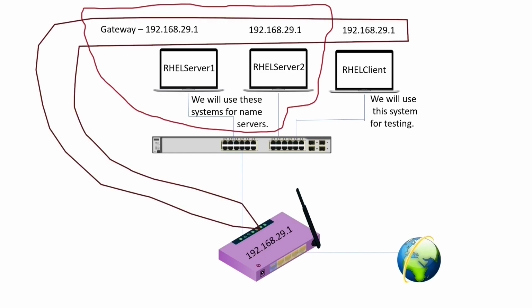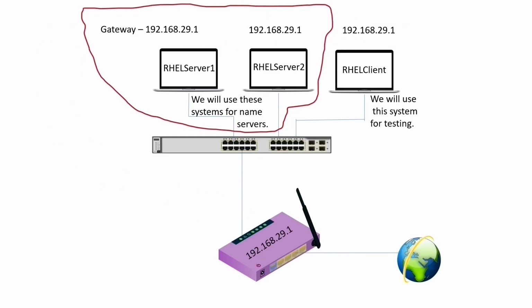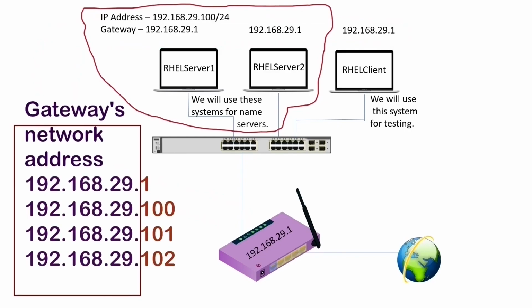My modem's IP address is 192.168.29.1. Therefore, I will use this IP address as the gateway IP address on all virtual machines. Use an IP address from the gateway IP address's network for each system. I will use the IP addresses 192.168.29.100/24, 192.168.29.101/24, and 192.168.29.102/24 for RHEL Server 1, RHEL Server 2, and RHEL Client.